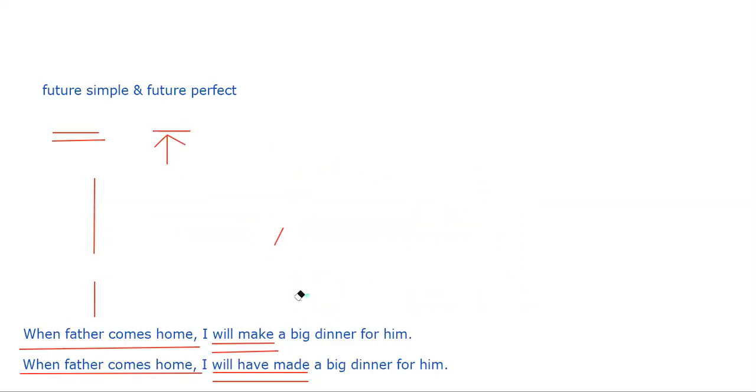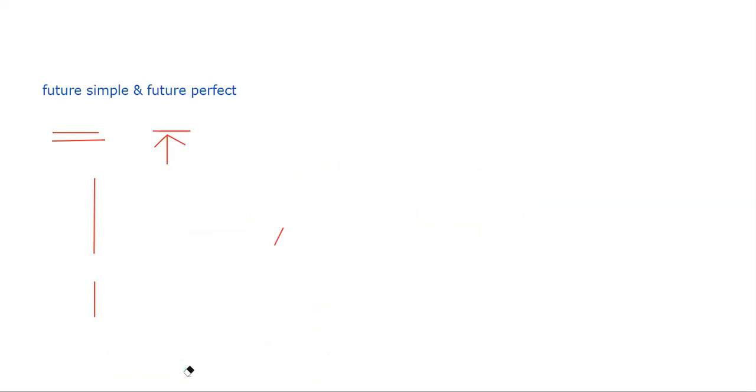But really, the future simple is just so easy. The future simple and future perfect are honestly not that difficult. And I know this because the future simple is used a lot in the English language. It's used frequently.